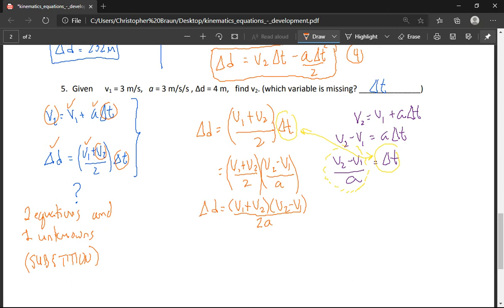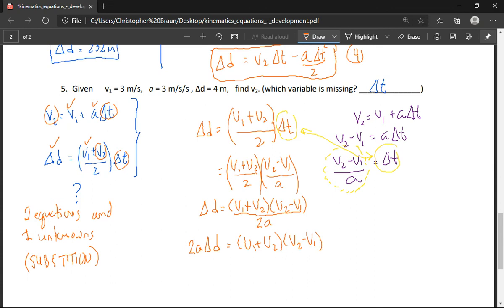There we go. Now, because the denominators you just multiply together, and now we know if we multiply the top and the bottom by 2a, or multiply this by 2a, we have to multiply that side by 2a. So we get 2a delta d equals (v1 plus v2)(v2 minus v1).